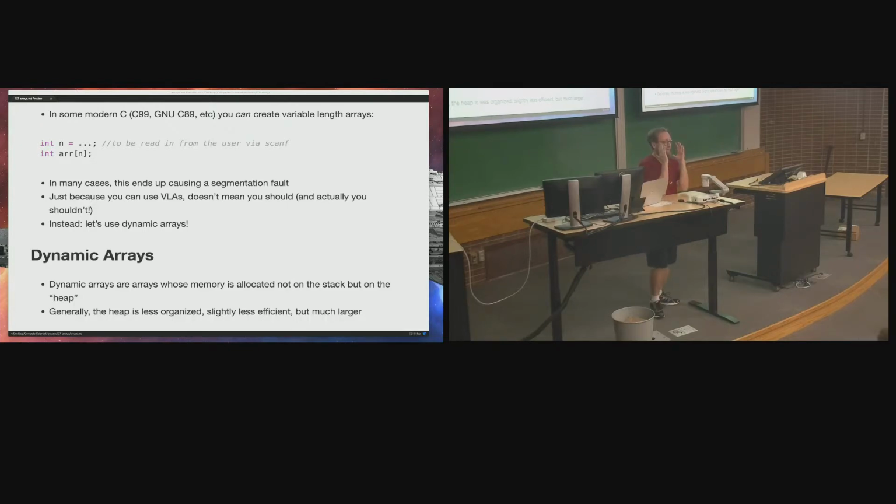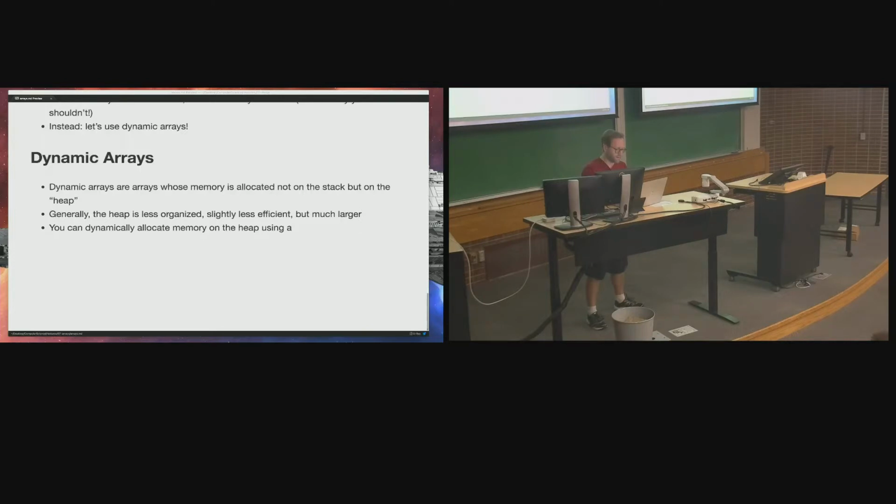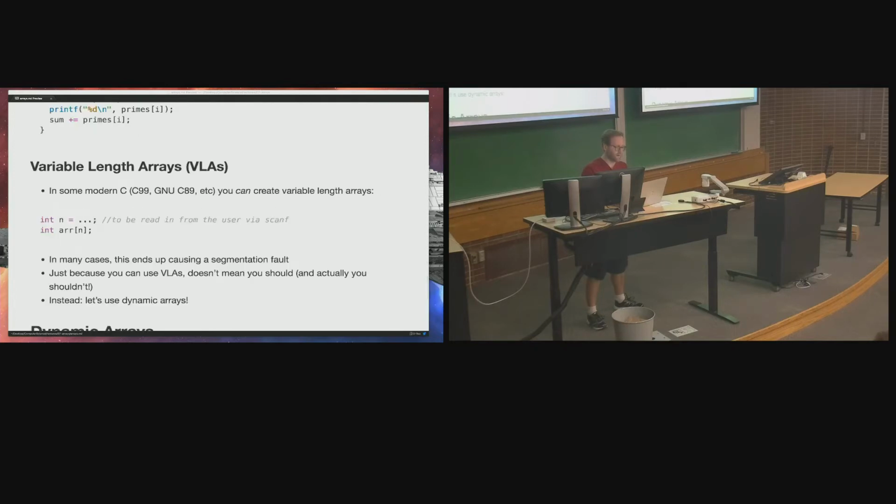But imagine a stack of dishes where you can only put in maybe 20 or 30 dishes before it falls over and gets unbalanced. A heap, well, the heap can be as big as you want, as big as at least your computer will allow. So you can throw stuff onto the heap as much as you want. Where it's less organized, it's less efficient, but it's a heck of a lot bigger. Right? You can allocate megabytes upon megabytes or gigabytes upon gigabytes of data onto the heap. Generally, you can dynamically allocate memory on the heap using a function in the standard library called malloc. What do you think malloc stands for?